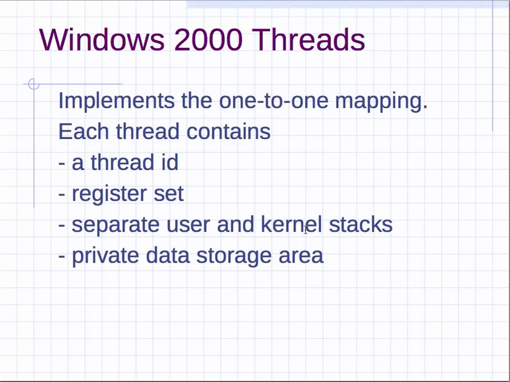Very well-developed library. It started in Windows 2000 and implements the one-to-one mapping. That is, each thread's state contains a thread ID, which is just like a process ID. It saves the register set, that is the values of all the registers, and it has separate user and kernel stacks. Just like with any process, remember the kernel runs separately, and so it has its own stack space, separate from our stack space, and it has a private data storage area.